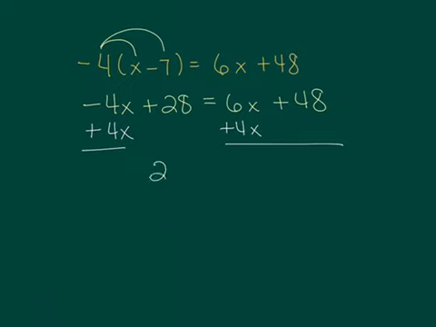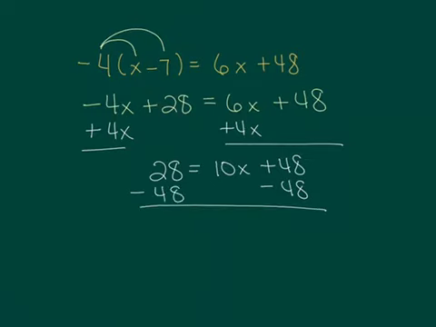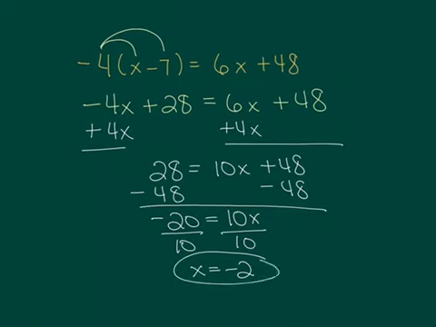So I get 28 equals 10x plus 48. Then I'm going to subtract the 48 because it's a constant, so I want it over on the left with the other constants. So I have negative 20 equals 10x. Divide both sides by 10, and x is equal to negative 2. So again, it doesn't matter which side you put the variable on.